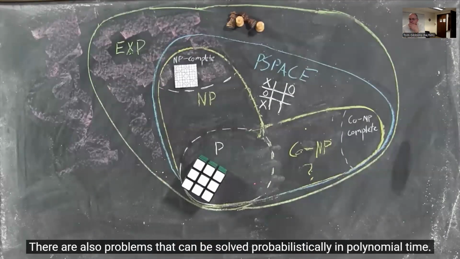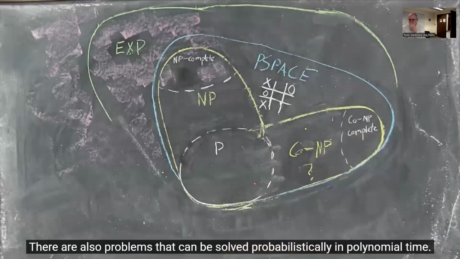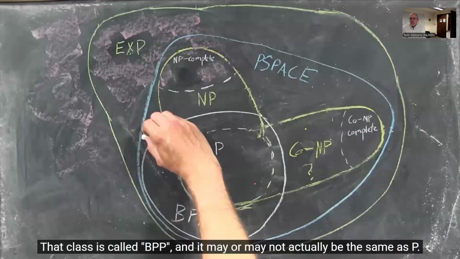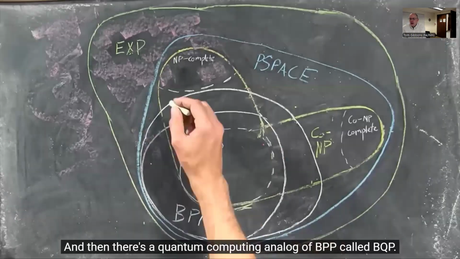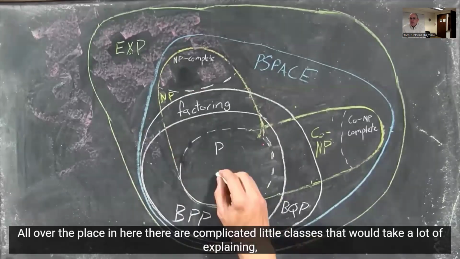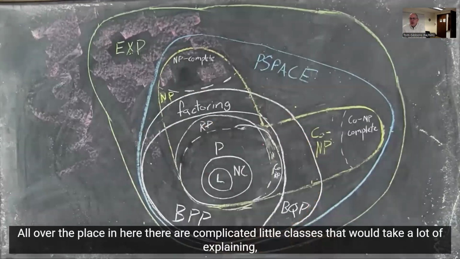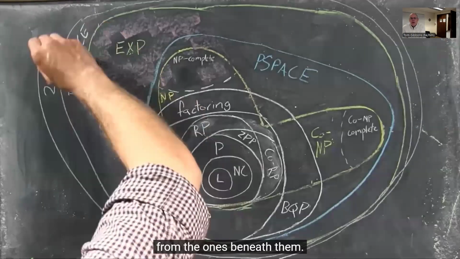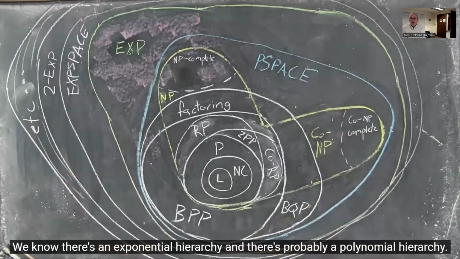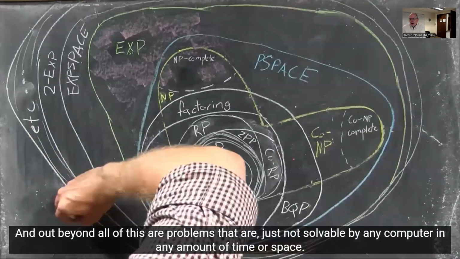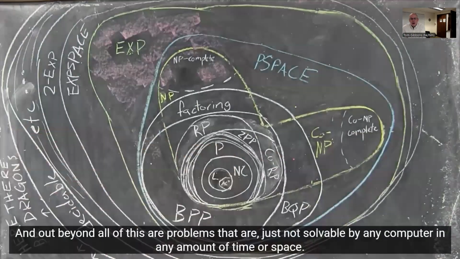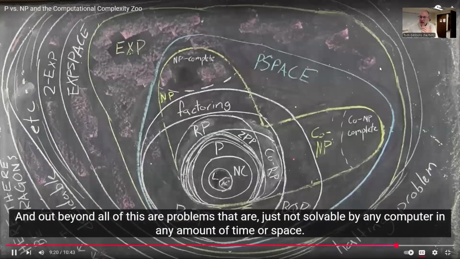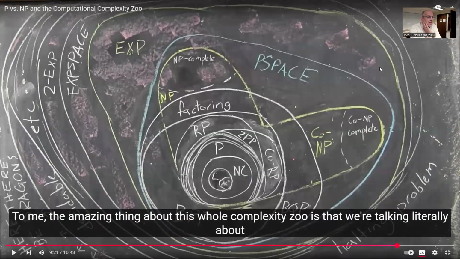There are also problems that can be solved probabilistically in polynomial time. That class is called BPP, and it may or may not actually be the same as P. And then there's a quantum computing analog of BPP called BQP. All over the place in here are complicated little classes that will take a lot of explaining. And actually, some of these turn out to be infinite hierarchies of problems that are slightly more difficult than the ones beneath them. We know there's an exponential hierarchy. There's probably a polynomial one. And up beyond all of this are problems that are just not solvable by any computer in any amount of time or space.